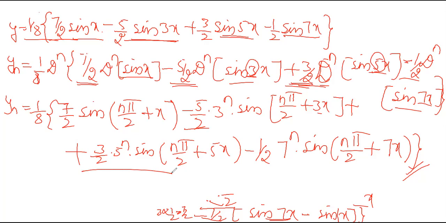Next, the last term is minus 1 by 2, into here 7 is there. That's why 7 to the power of n into sin of n pi by 2 plus 7x. This is your result. Okay, this is a trigonometry function. Next one, next example.